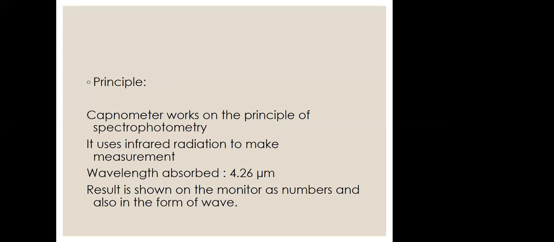And what is the principle of the capnometer? Capnometer works on the principle of spectrophotometry. It also uses infrared radiation to make the measurement. It absorbs the wavelength of 4.26 micrometers, and it is shown as numbers and in the form of a waveform. It tells us how much the respiratory rate is, how much CO2 is there, whether it's hypoventilation, whether it is hyperventilation, and we have to act accordingly.